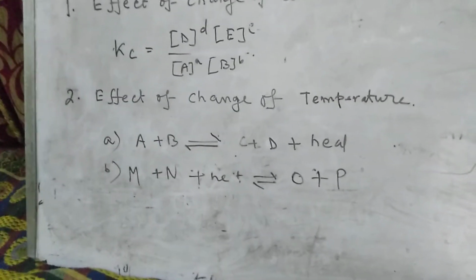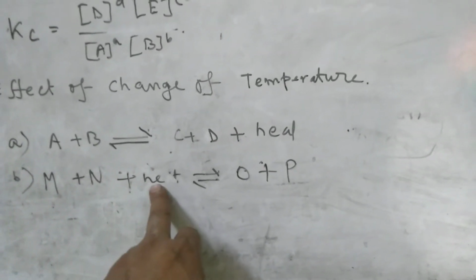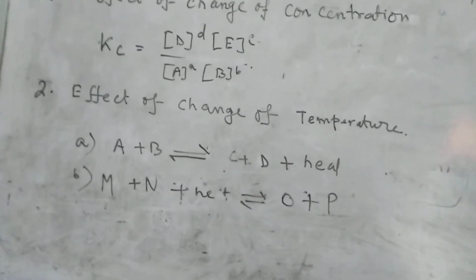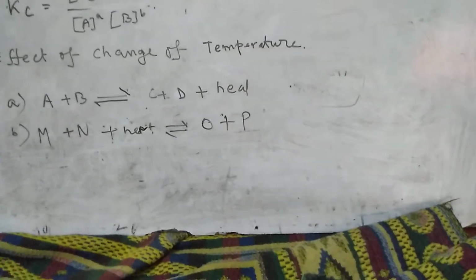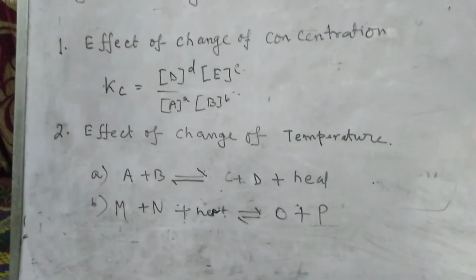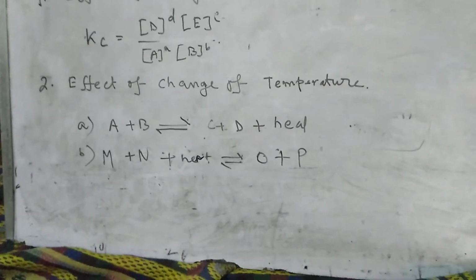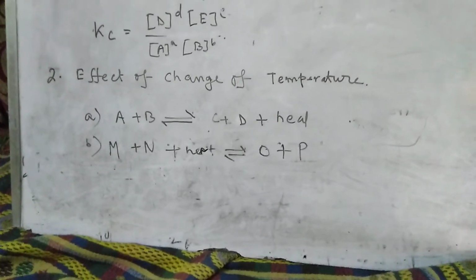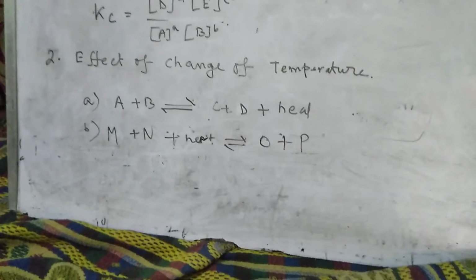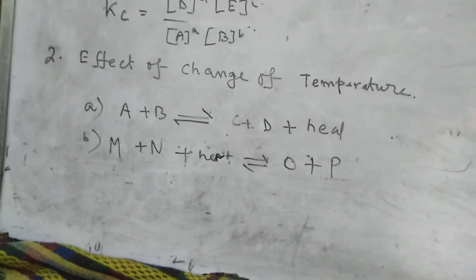And in case of endothermic reaction, where M and N react together, we require heat. Now, if heat is applied to increase temperature, the heat is used up in the forward process. So in case of endothermic reaction, an increase of temperature will favor the forward reaction.